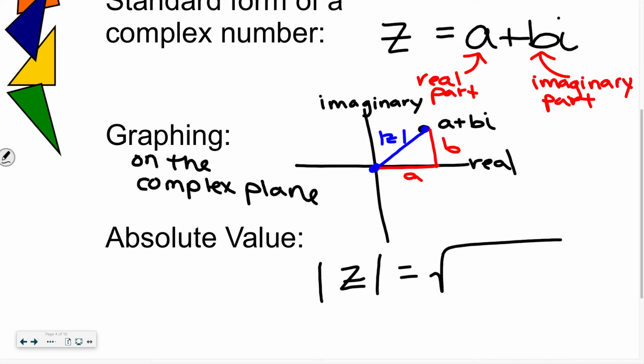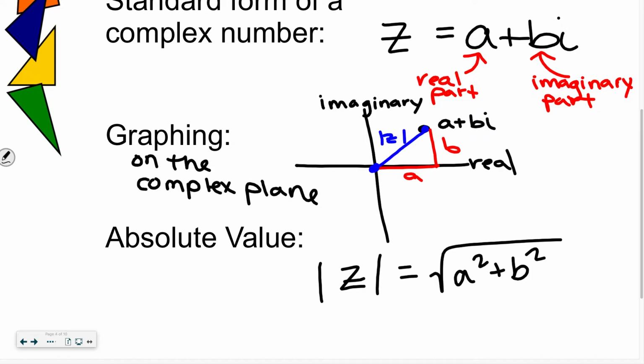The square root of a squared plus b squared. That's the distance formula, the Pythagorean theorem. What does that look like in vector work? Magnitude makes sense. I'm not reinventing the wheel. I want to find the distance between 2 points on a right triangle, so I'm going to do the Pythagorean theorem.